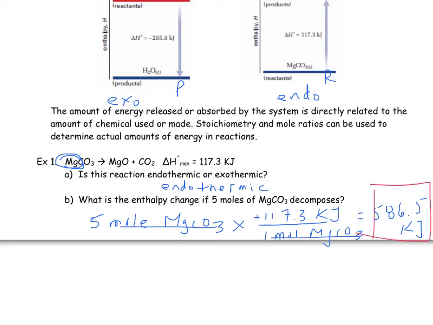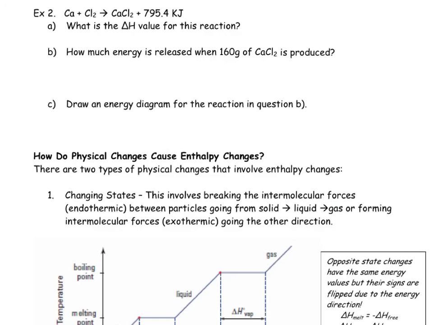Pause the video and try the next example. For example 2, you're given a thermochemical equation. Using this equation, what is the delta H value for this reaction? Well, because the energy is on the product side of the equation, that means that this reaction is exothermic, and therefore my delta H value will be negative.